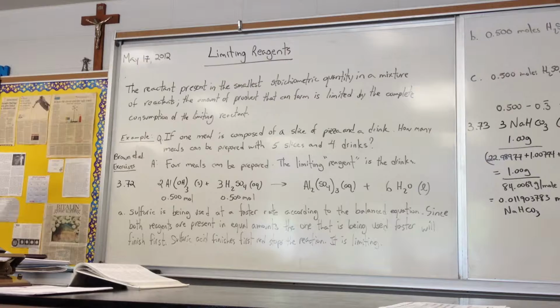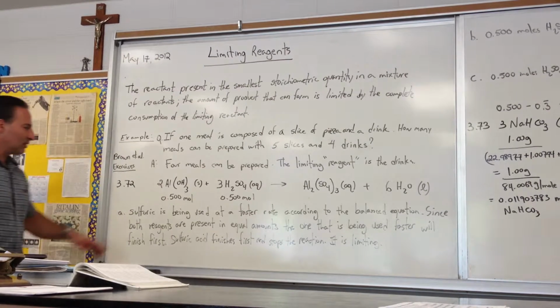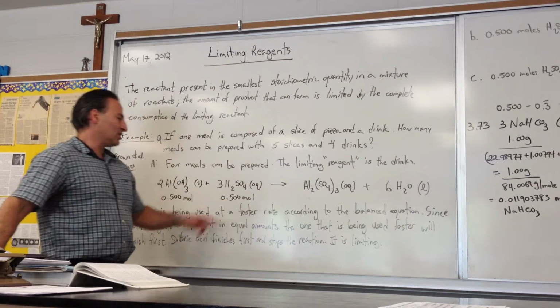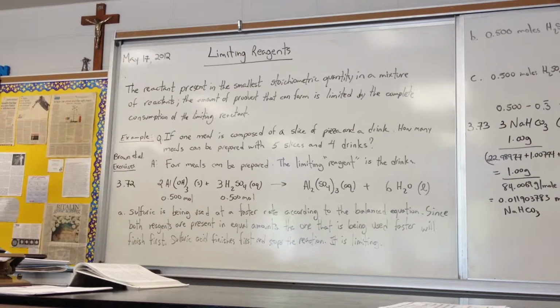To move on to an example that involves chemistry, we can look at an example from our textbook. It's exercise 3.72 from Brown. It shows the reaction of aluminum hydroxide with sulfuric acid to produce aluminum sulfate and water. And we're told that 0.5 moles of each of these 2 reagents is reacted together, and then we're asked to find out which one is going to stop the reaction.